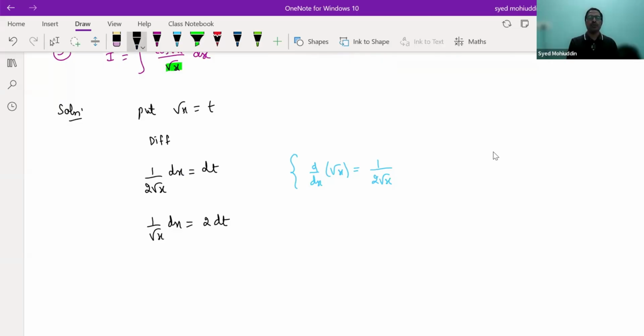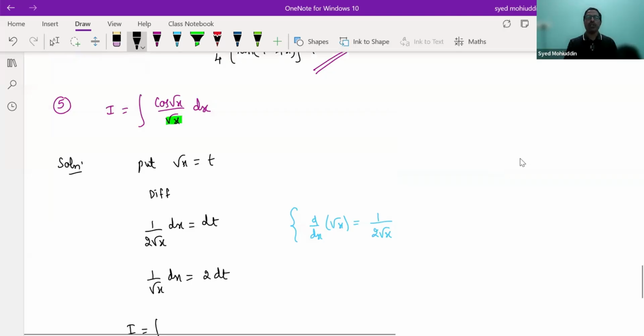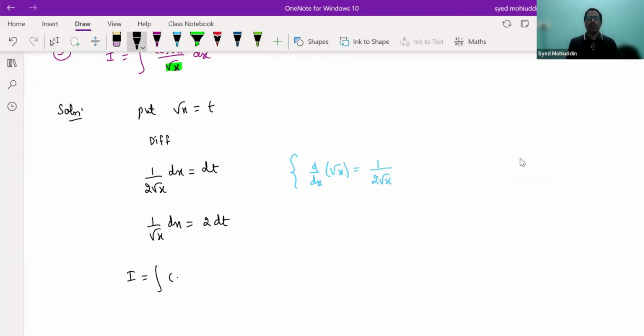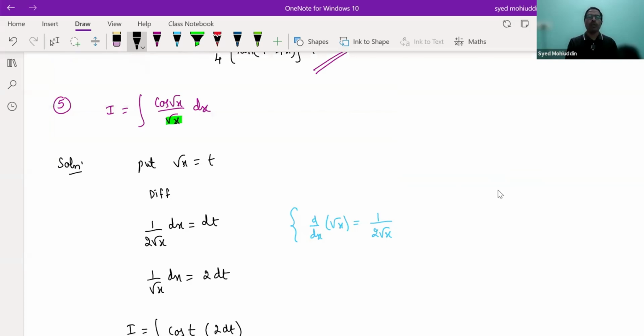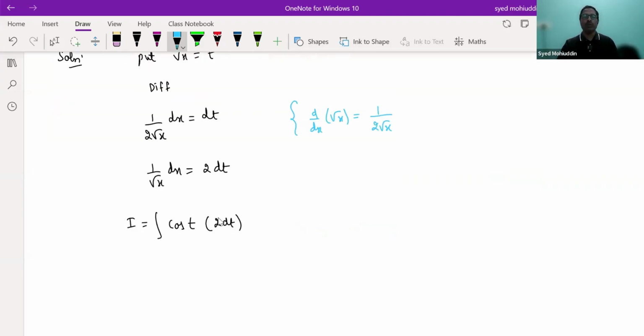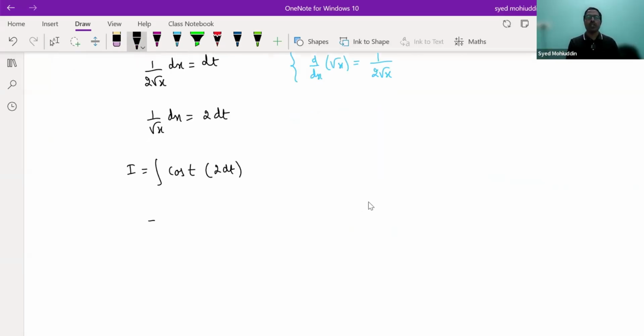I is equal to the integral of what you have in the numerator, cos of root x. So cos of root x is taken as t, and 1 by root x dx will be 2 times dt. This value which is there, 1 by root x into dx, will give us 2 times dt. However, 2 is a constant, you can take the 2 outside and write cos of t into dt.